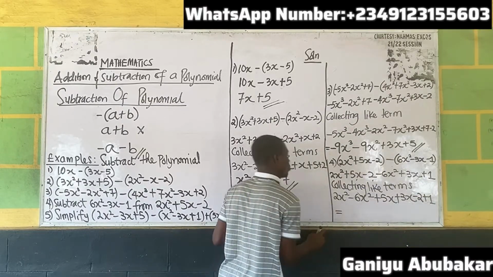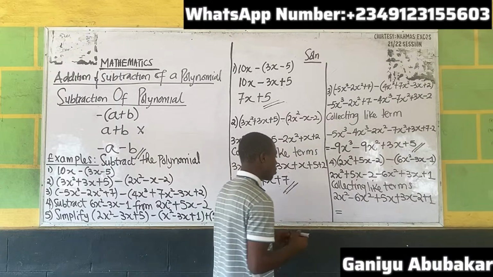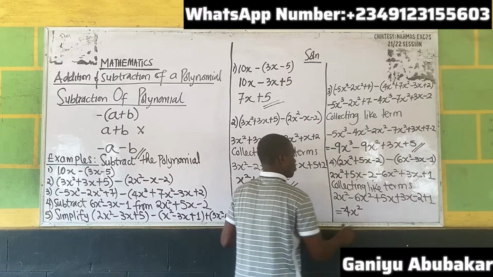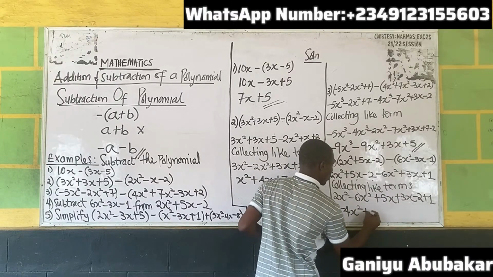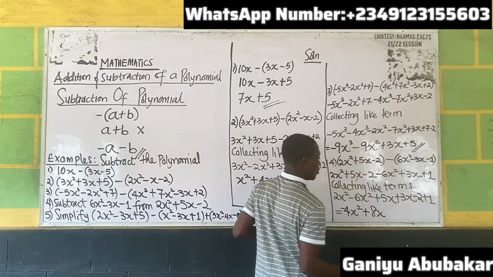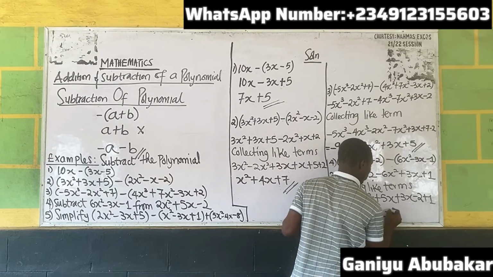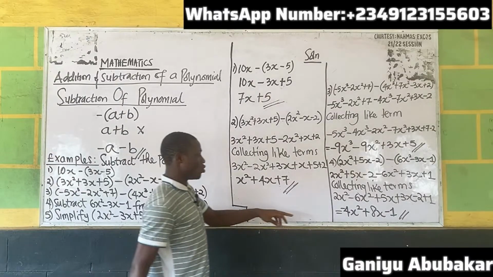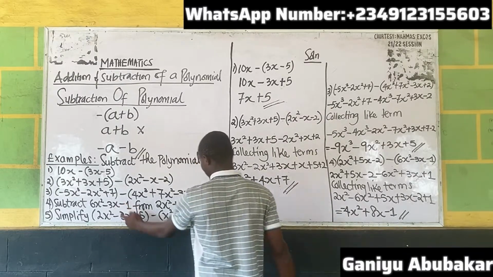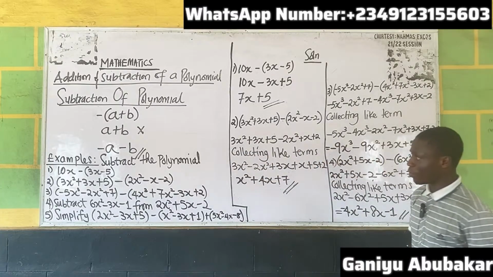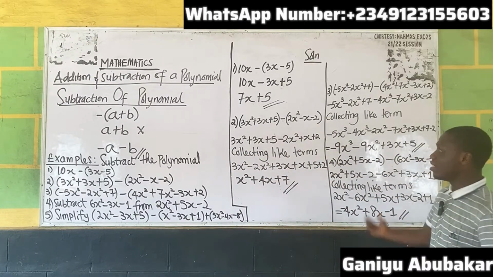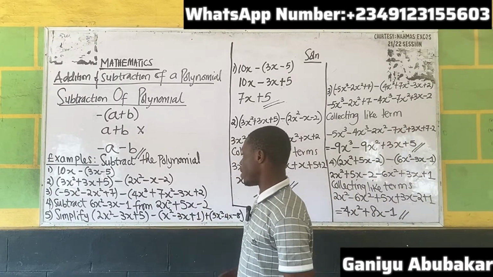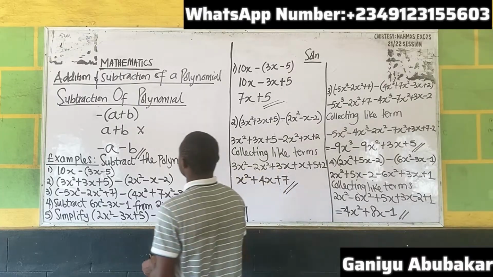My final answer gives you 2x squared minus 6x squared, that gives you minus 4x squared, plus 5x plus 3x gives you plus 8x. The minus 2 plus 1 gives you minus 1. So this is the answer to question 4. So this is basically the concept behind subtraction. Let's do question 5.